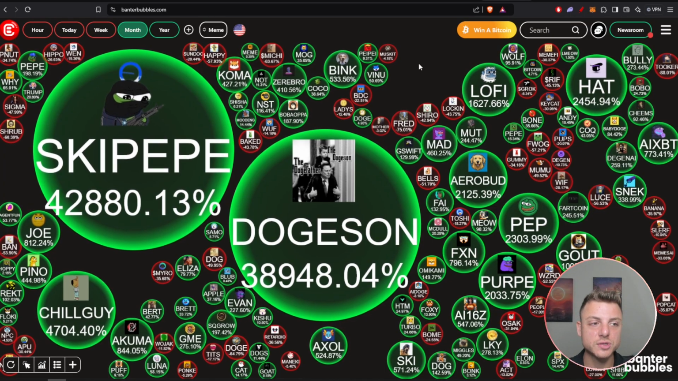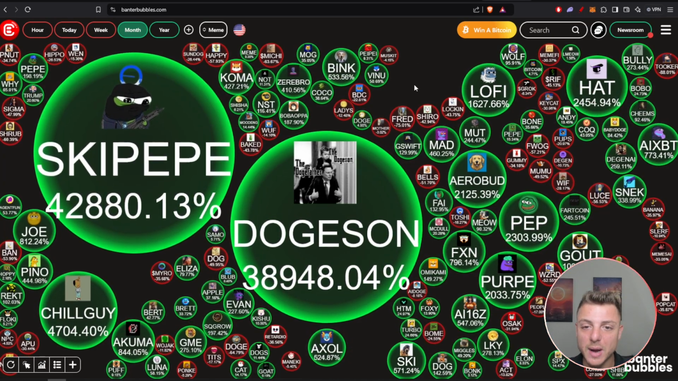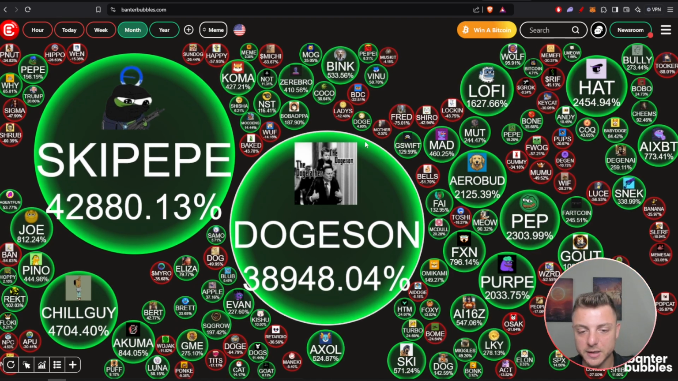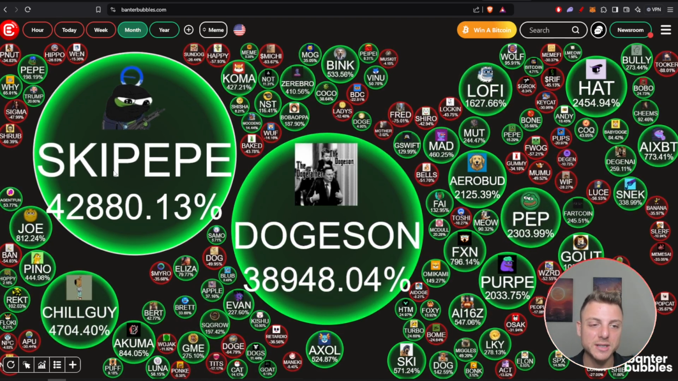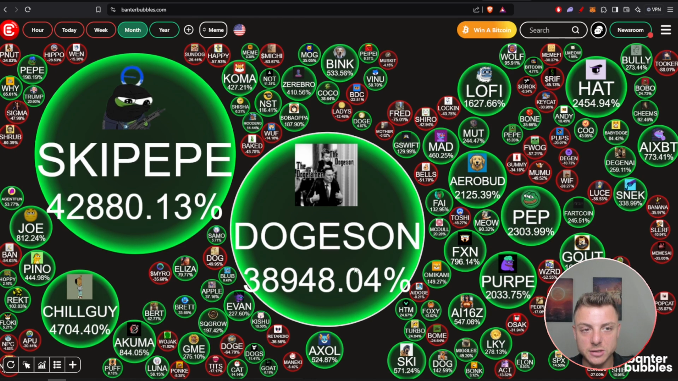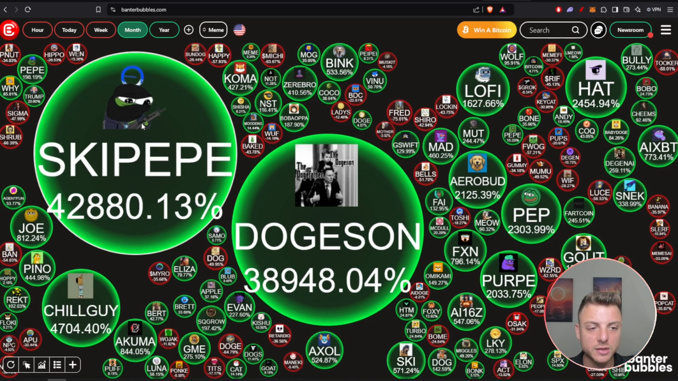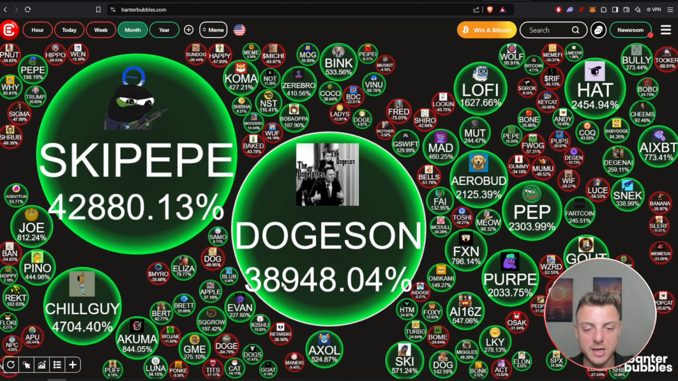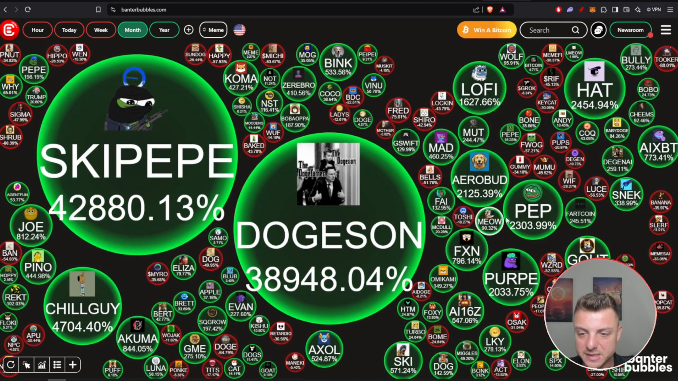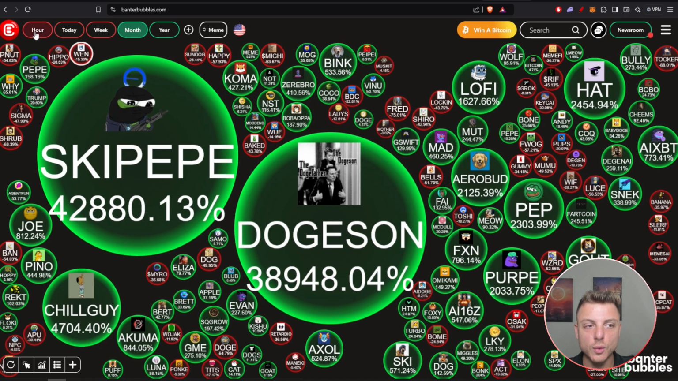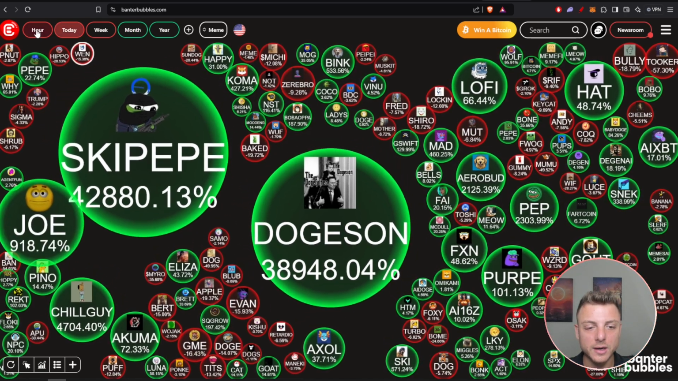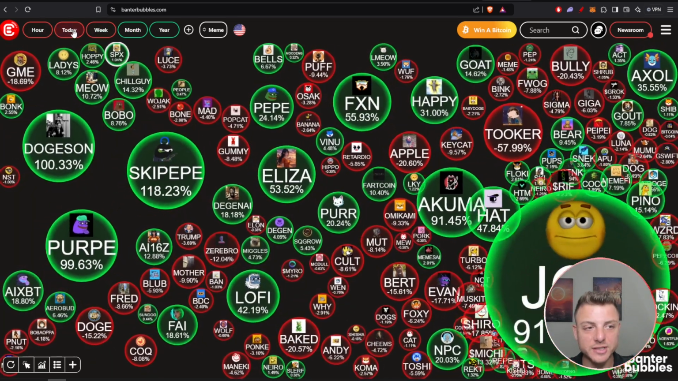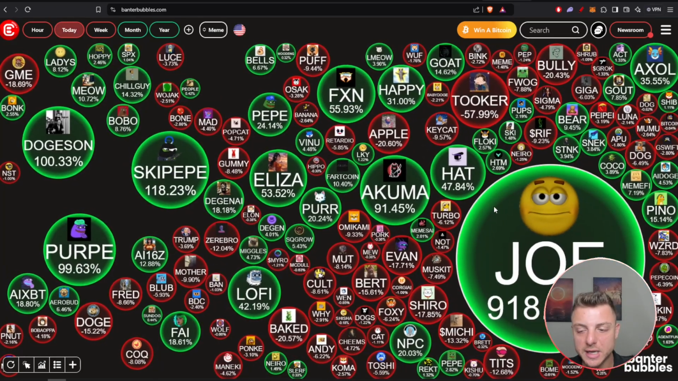One of my favorite tools that I really like to use as soon as I wake up, I instantly open it up to see the market. I know which coins are currently trending and I get this visual representation. This is Banter Bubbles. So right here I can see Ski Pepe up 42,000%, Doge Sun up nearly 40,000% as well, and I can track all of these specific coins.